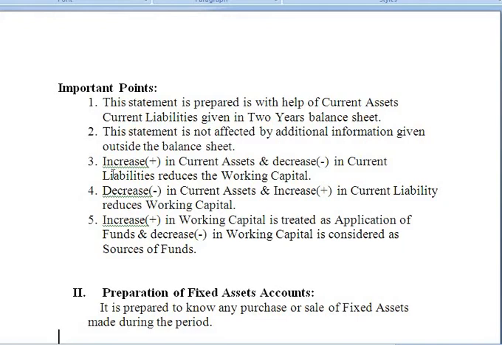So when there is an increase in working capital, it is treated as an application of funds. Why? It assumes that the amount of working capital is invested in the purchase of current assets, that is, the purchase of raw material or anything in that case. Therefore it is considered an application of funds, whereas a decrease in working capital is considered a source of funds. So this was the first step in the preparation of the funds flow statement.